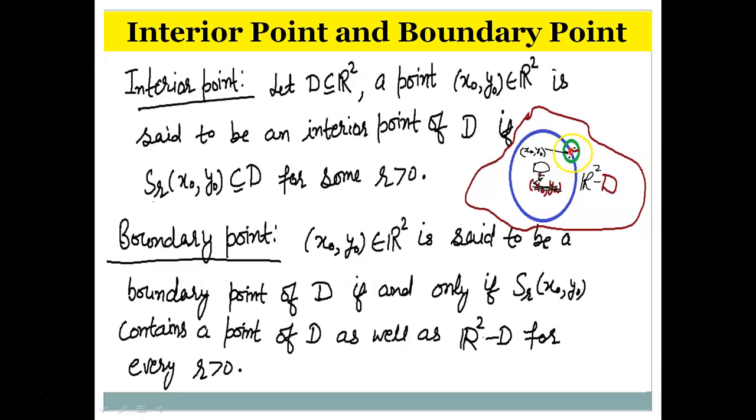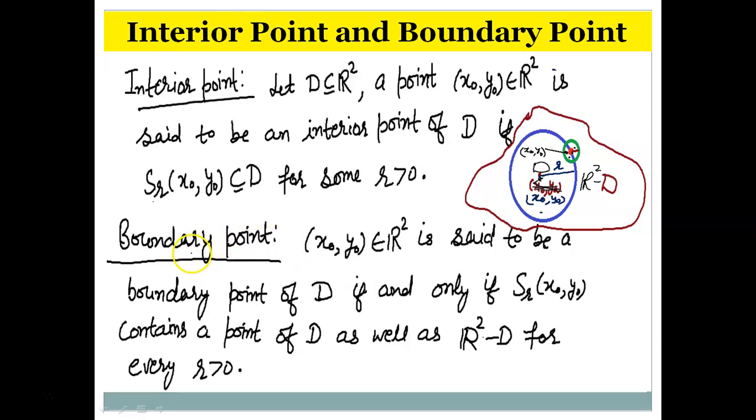That means suppose you are having a point (x naught, y naught) here, then you will say that this point is an interior point of set D if around this point you can draw this blue open sphere with radius r, and this is contained in D. In fact, in that situation, I am considering D as this brown boundary. We are considering D, then this is the open sphere. Then (x naught, y naught) is the interior point in this case.